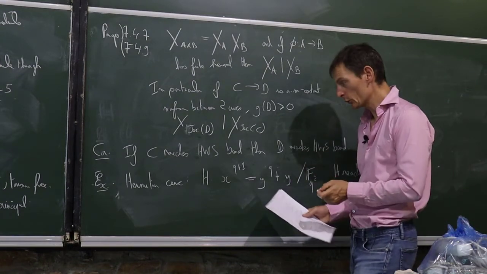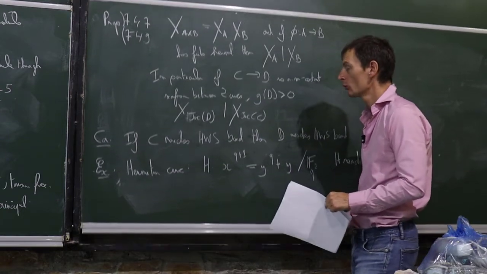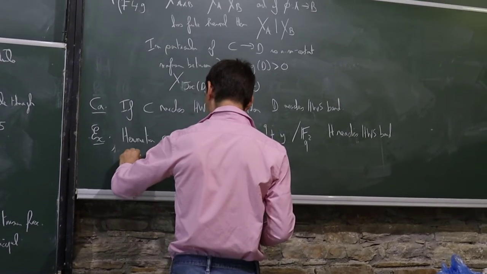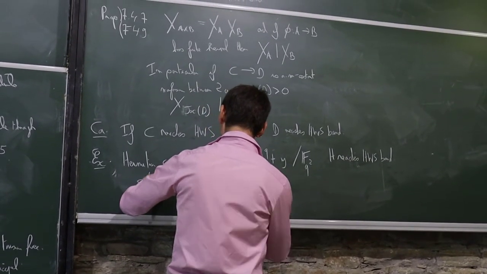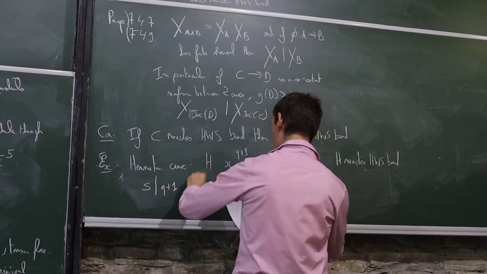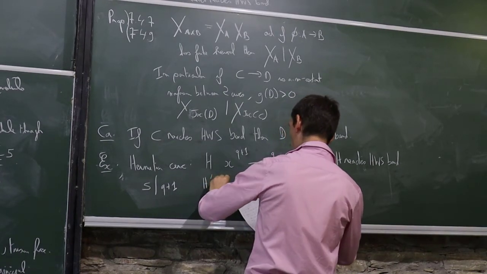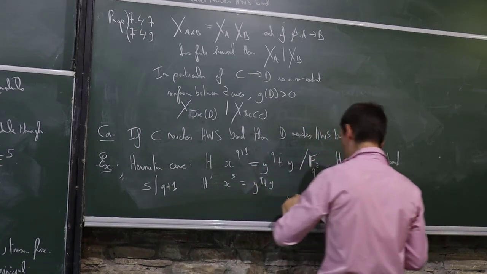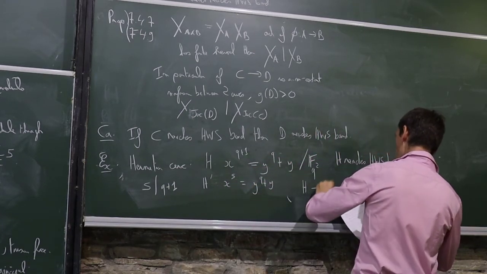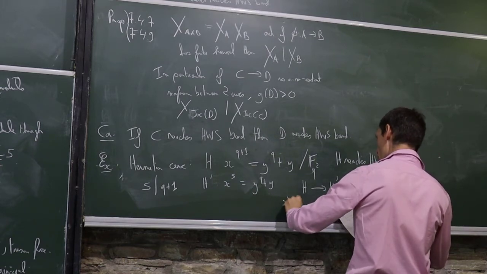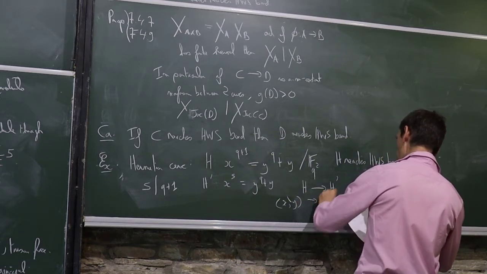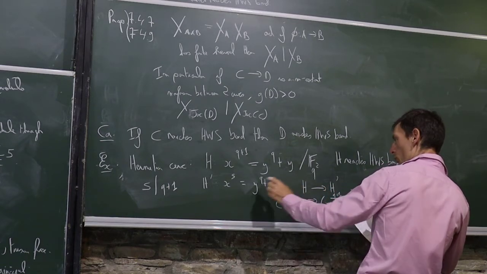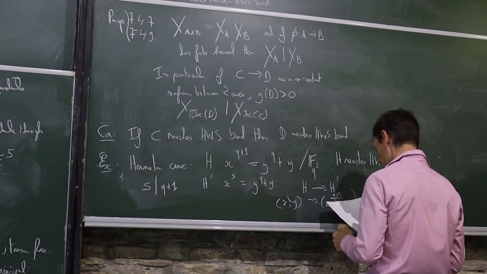So any quotient of H is also going to be a nice curve. And how do I define a quotient? It's simple. I take s, any number that divides q plus 1, and I take H prime, the curve x to the s equals y to the q plus y. And the morphism between H and H prime is obviously to map (x,y) to (x to the power (q plus 1) over s, y).